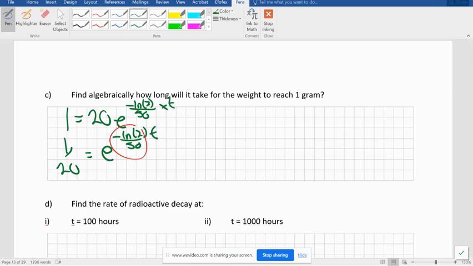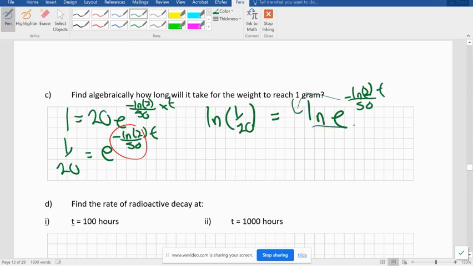Now we'll take the log of both sides. So we'll have ln 1 on 20 is equal to ln e to the minus ln 2 on 50. That's our constant. That will go out the front, right? And ln e will become 1. So we'll get ln 1 on 20 is equal to minus ln 2 t on 50. All right. And then we could just rearrange that, and we would get t.